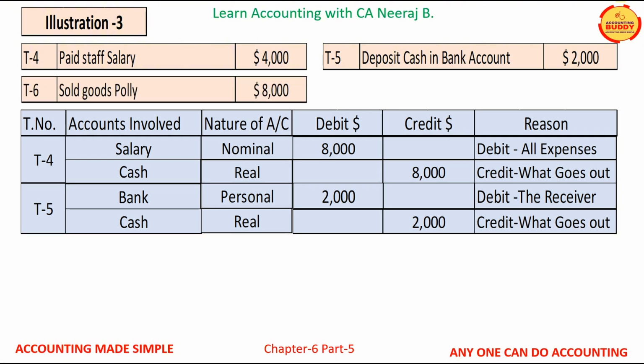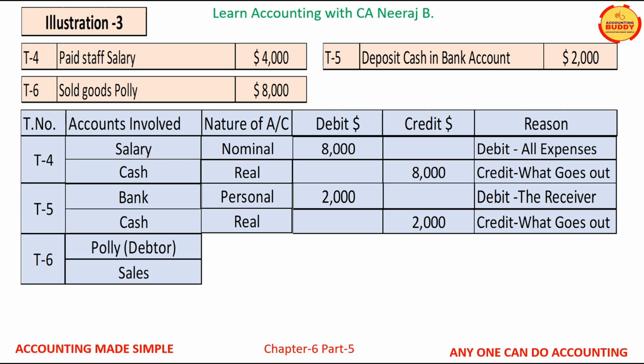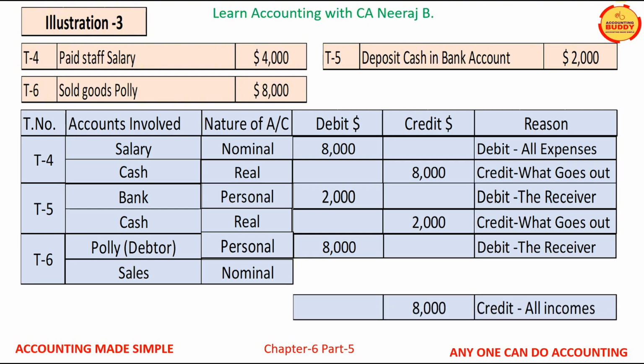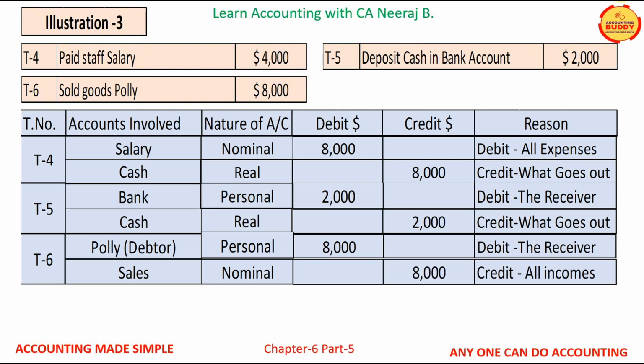Transaction T6 is goods worth $8,000 are sold to Polly. The two accounts affected by this transaction are Polly's account and sales account. Polly's account is a debtor account as the goods are sold to him on credit. Polly is a personal account and sales is a revenue account, therefore it is a nominal account. The rule for personal account is debit the receiver, therefore Polly's account will be debited with $8,000. The rule for nominal accounts is credit all incomes and gains, therefore sales account will be credited with $8,000.